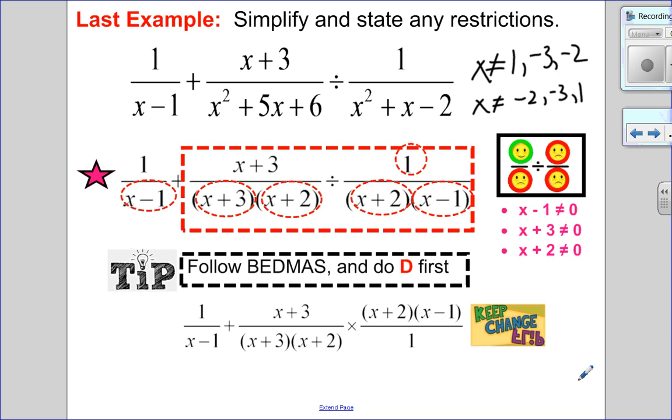Let's look if I can simplify this. I have an x plus 2 that cancels, and an x plus 3 that cancels. So it looks like I'm left with 1 over x minus 1 plus x minus 1 over 1. So let's finish that question on the next page.